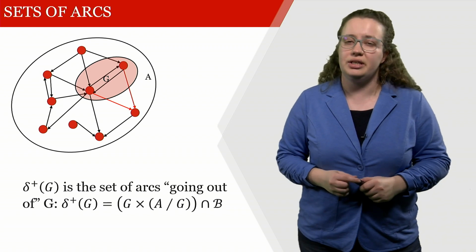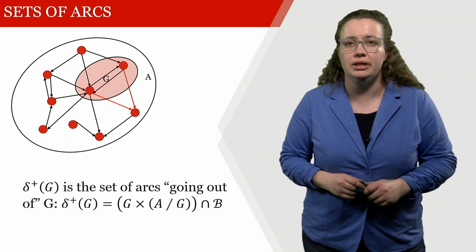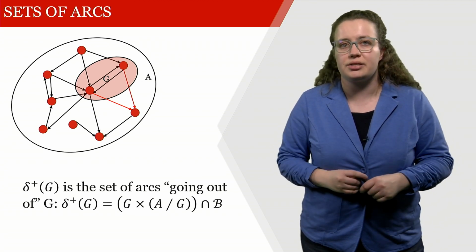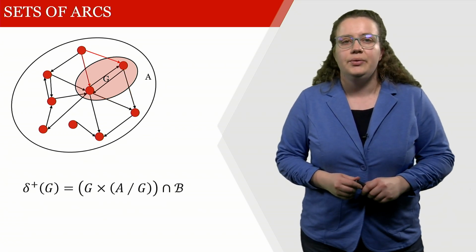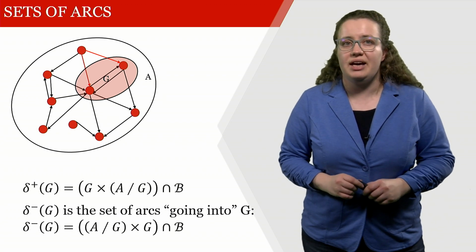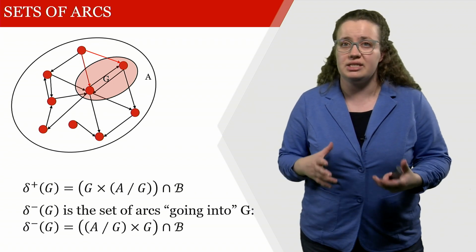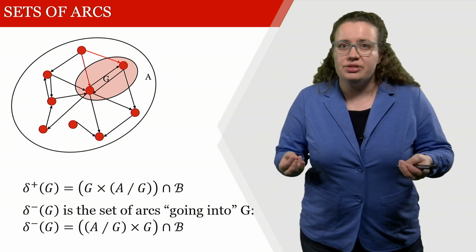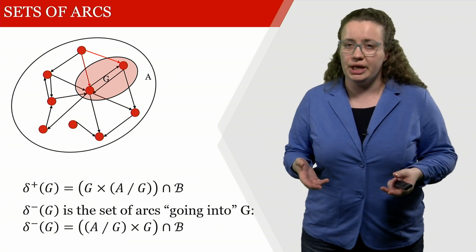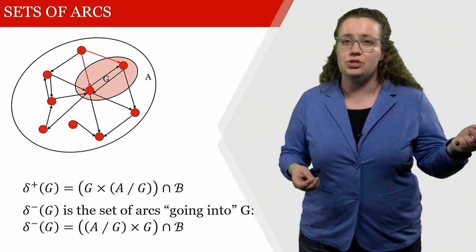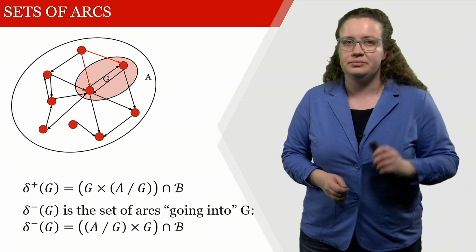So this is the Cartesian product of G with everything that is not G, so A set minus G, but then of course only restricted to the arcs. We're not going somewhere if there's not a direct connection. So we've seen delta plus. We of course also have delta minus, and delta minus is the set of arcs that go into the set G. So for instance, the roads that lead from outside of Eindhoven to Eindhoven. This is the Cartesian product of everything that is not G, so A set minus G, multiplied with G, and then restricted to the arcs that we actually have.